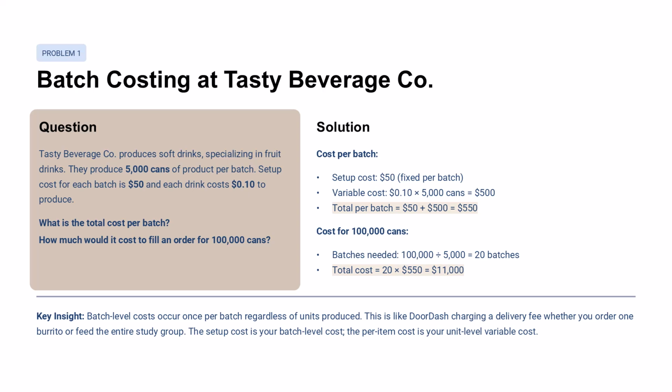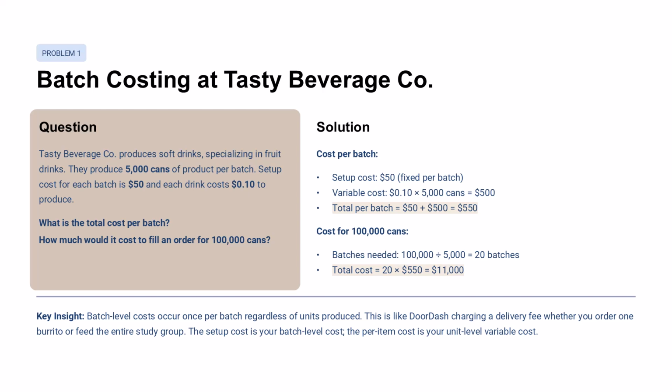Then there's the cost of each item you add to the cart. That's your unit level variable cost. If the delivery fee is $5 and each taco costs $3, ordering 10 tacos means you're paying $5 plus $3 times 10 equals $35 total.